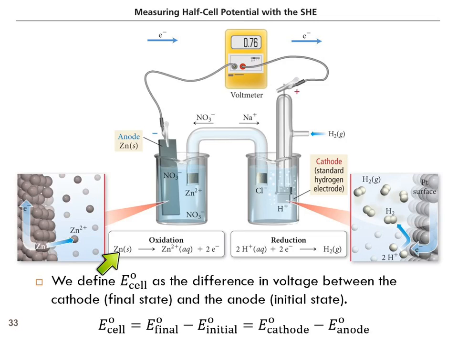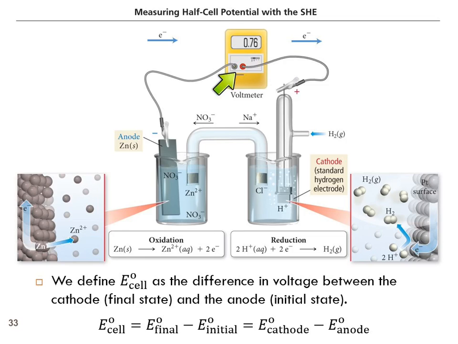So over here, the reaction that occurs is oxidation. The zinc metal gives off 2 electrons to become zinc ion. Those 2 electrons travel through the wire, through the voltmeter, and into the hydrogen electrode, where they reduce the hydrogen ions and produce hydrogen gas.